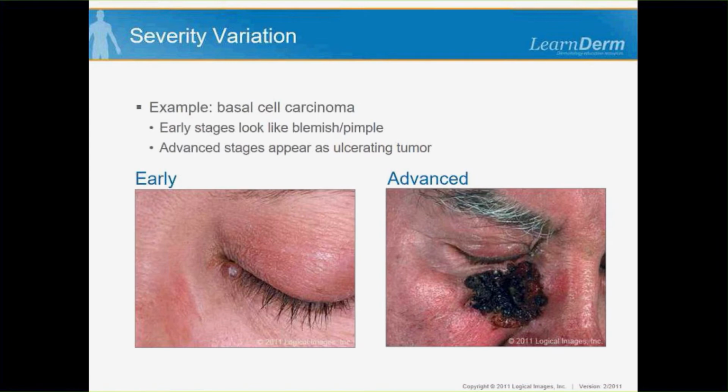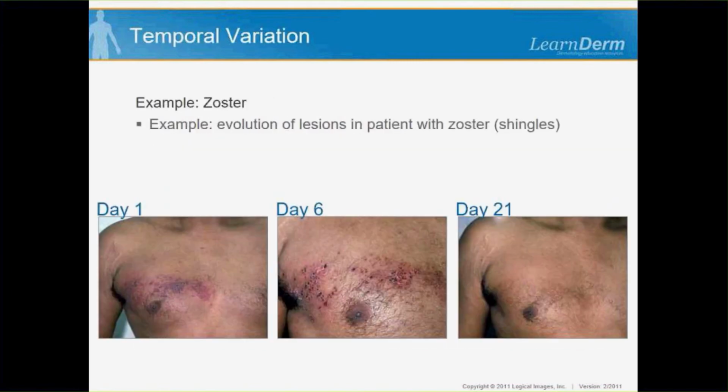Things can be subtle. You know, basal cell cancer occurs frequently in fair-skinned people on the face. It's very, very important to palpate these lesions, illuminate them, and consider basal cells, particularly in people that have had a history of a basal cell before or squamous cell.